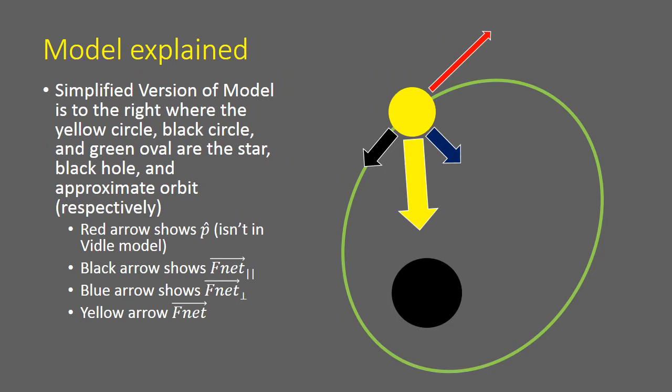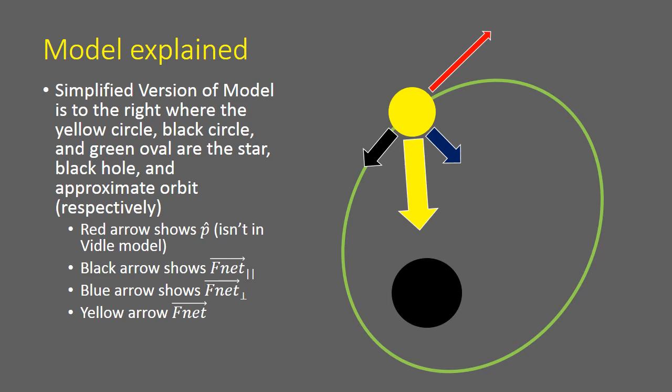So we can see here a simplified version of the model that we saw in the previous part. It looks similar, but it's not the same, but I've used it in order to explain what's going on here. The yellow circle is the star, the black circle is the black hole, and the green oval is the approximate orbit. The red arrow is p hat, and this shows the direction that the star is moving. Now, if the black hole were to disappear and the FNet became 0, the star would continue off in this direction indefinitely. The black arrow is FNet parallel, and this is pointed in the opposite direction of p hat.